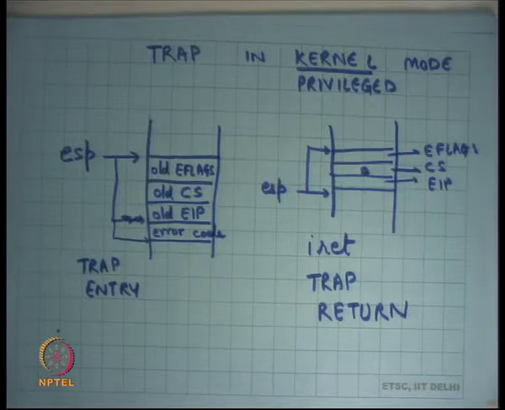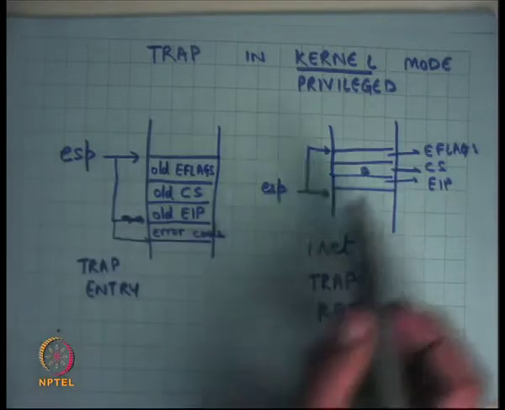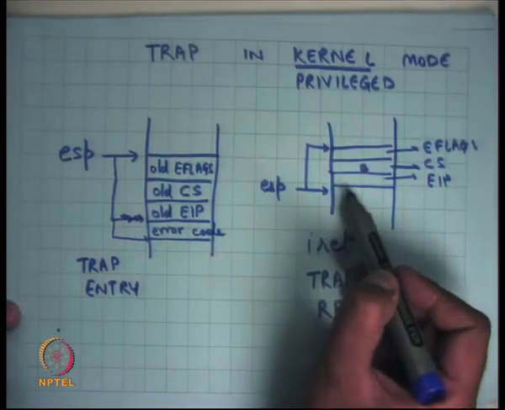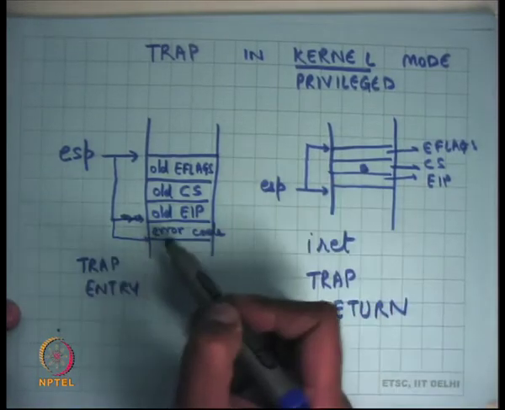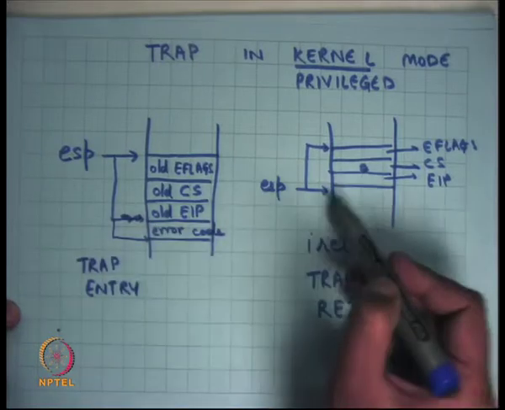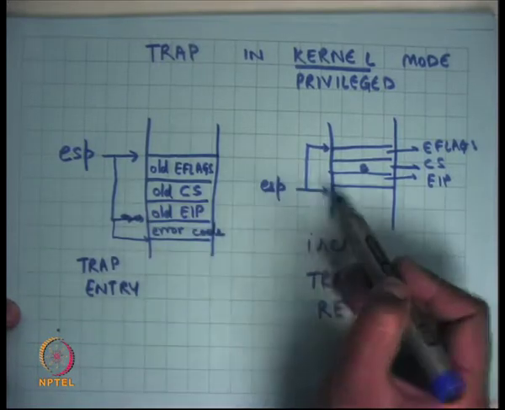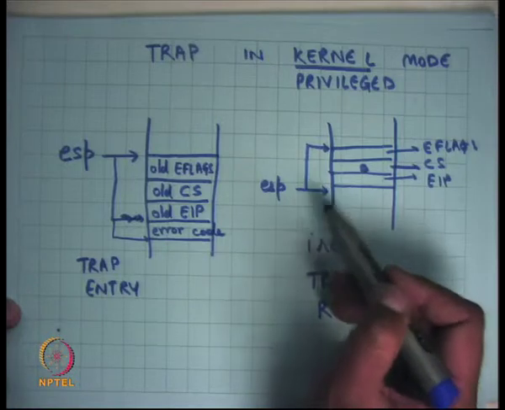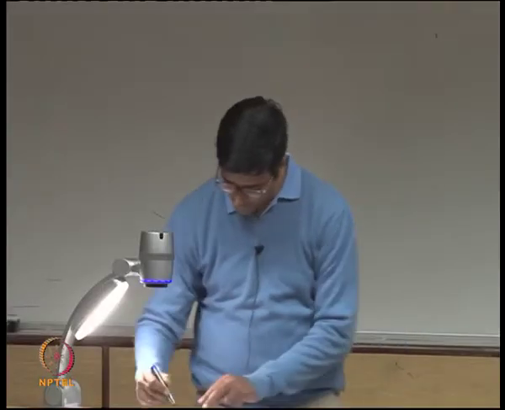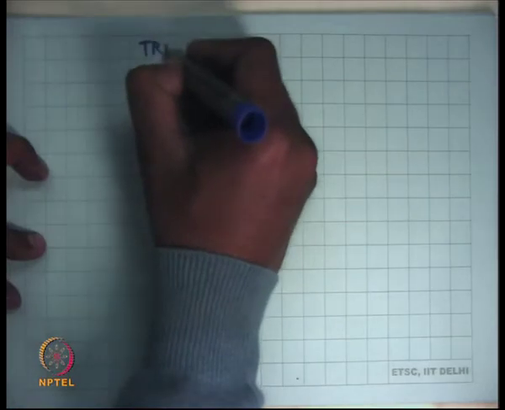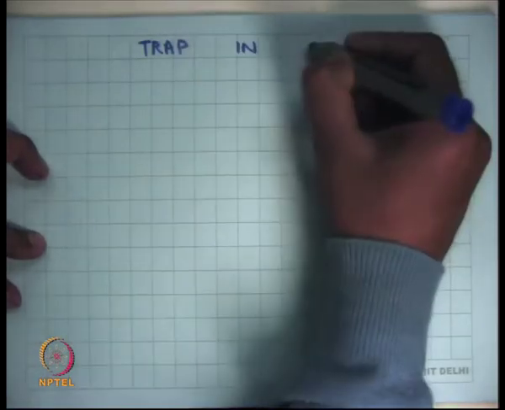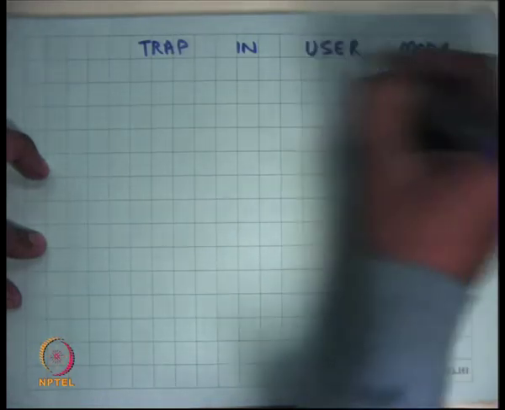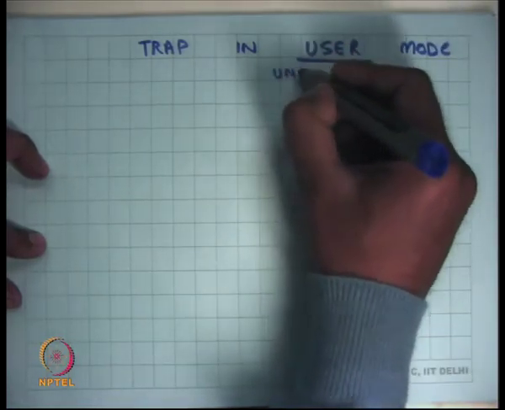So on return, the IRET instruction does not assume the presence of an error code, irrespective of what happened here. So it's the responsibility of software to pop the error code before it calls IRET. Okay, all right. Now let's look at a trap in user mode, or let's say unprivileged mode.